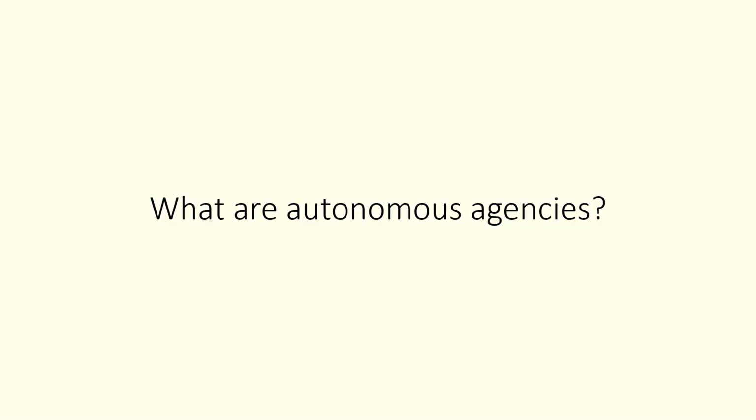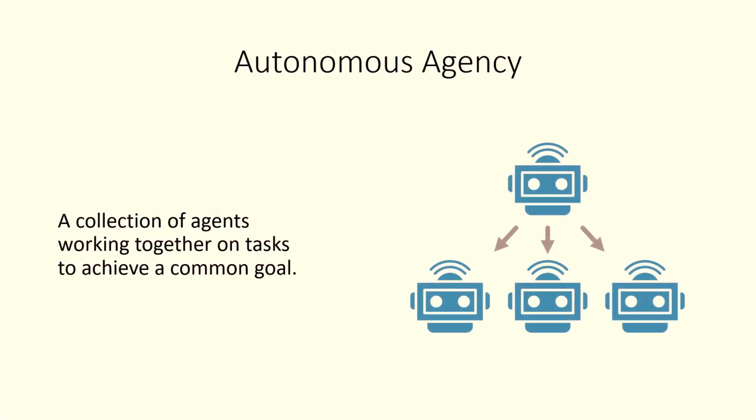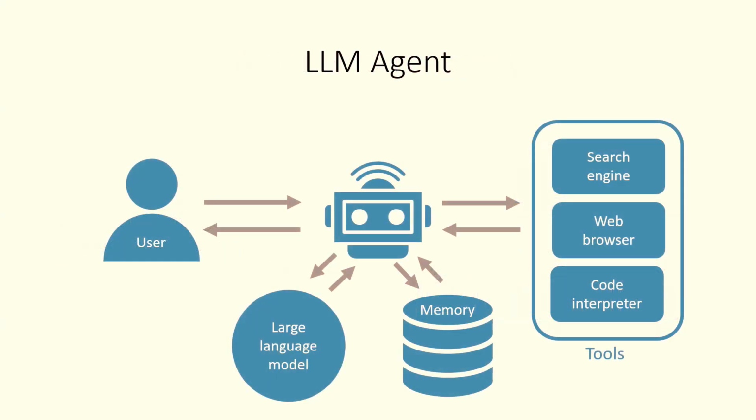Okay. Finally, what are autonomous AI agencies? So an autonomous agency is a collection of agents or a multi-agent system where the agents are all working together on a set of tasks to complete a common goal of some kind. Think of it like a traditional organization, like a business or a nonprofit, but the majority of the work is being done by these software agents rather than people. Not all of it, but the majority.